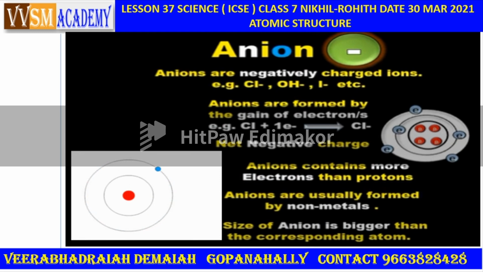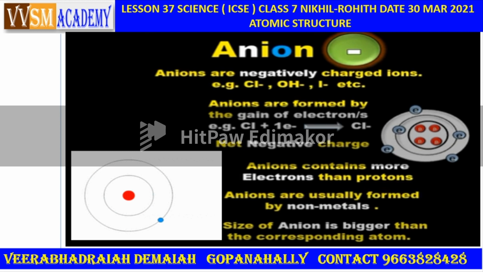There are two types of ions, I told you. Cation we have discussed. Now anion. Anion is a negative ion. Negative ions are anions, charged ions. Examples: chloride, OH minus, I minus, SO4 2 minus sulfate ions, then carbonate ions, bicarbonate ions. All these are anions because they are formed by the gain of electrons.